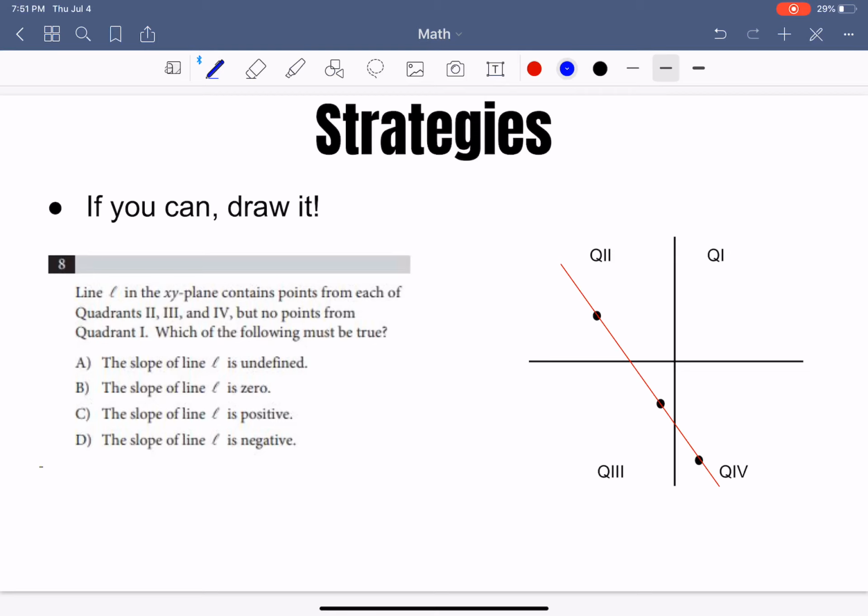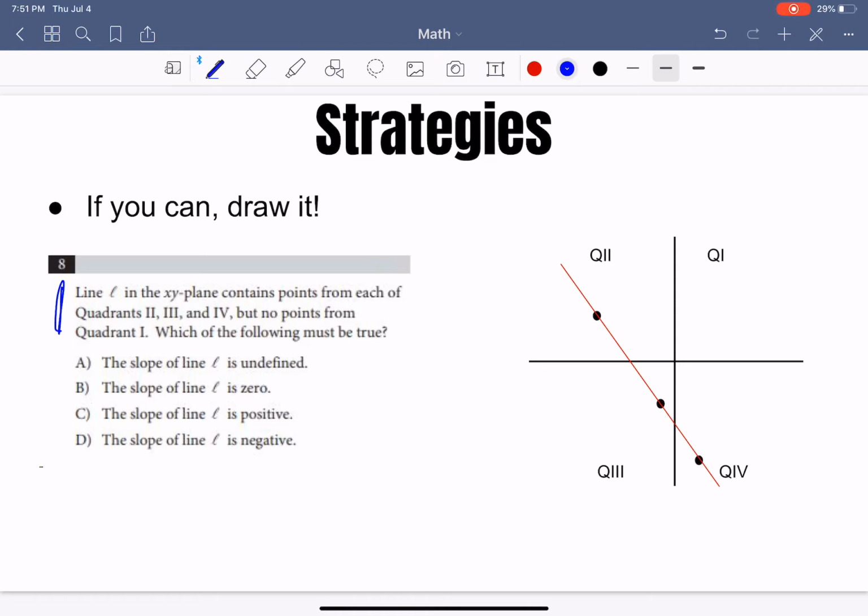Okay, next strategy: if what they're telling you in the question is drawable, draw it, because most of us do not have the gift to visualize math in our heads. I do not have that gift. Most people I have seen do not have that gift to be able to visualize math in their heads. I have to draw it out to see it.